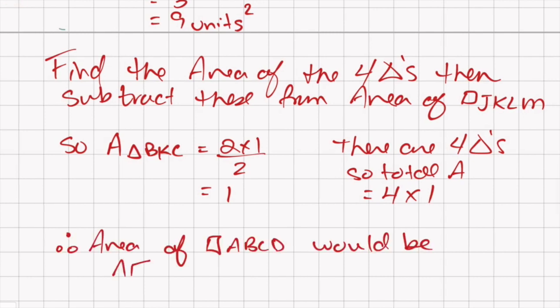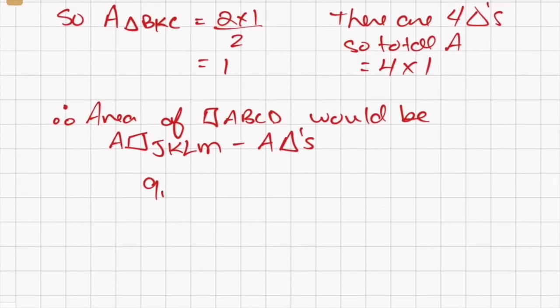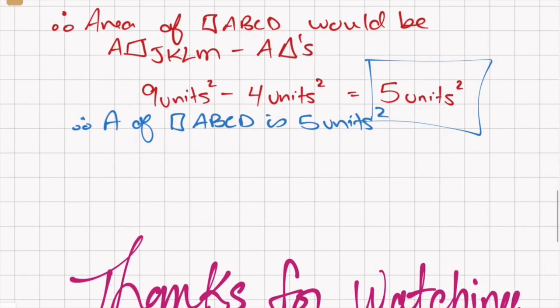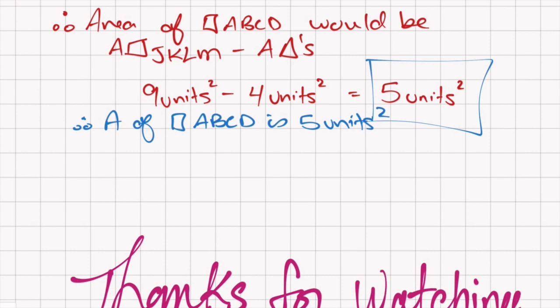So the area of the square ABCD, we would need to take the area of the enclosing square JKLM and subtract from it the area of the 4 triangles that we found. We had an area of 9 for the enclosing square and a total area of 4 for the triangles. So this would mean 9 subtract 4, which would give us a total of 5 units squared as the area of that inside square. But part B asks us to find the length of one of the sides.